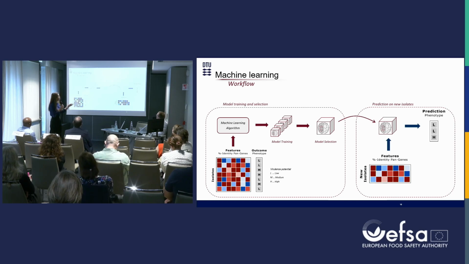Once we have the best model, we're going to use it as a predictive model. Once you have a new genome of this monocytogenes, you transform the genomic data into the same matrix that you used to build the model, and the model will give you low, medium, or high virulence potential.